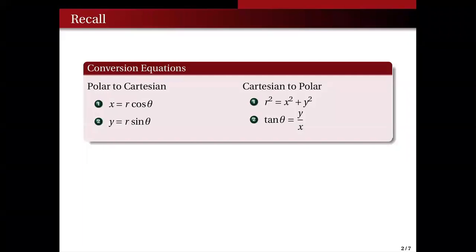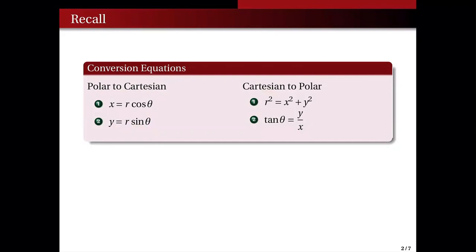So in here, we have from polar to Cartesian. We are given the polar form, and then we will convert them to Cartesian via the following. We have x equals r cosine theta and y equals r sine theta. Now, if we are given the Cartesian form and we want to convert them to polar, we recall this. R squared equals x squared plus y squared, and tangent theta is equal to y over x.